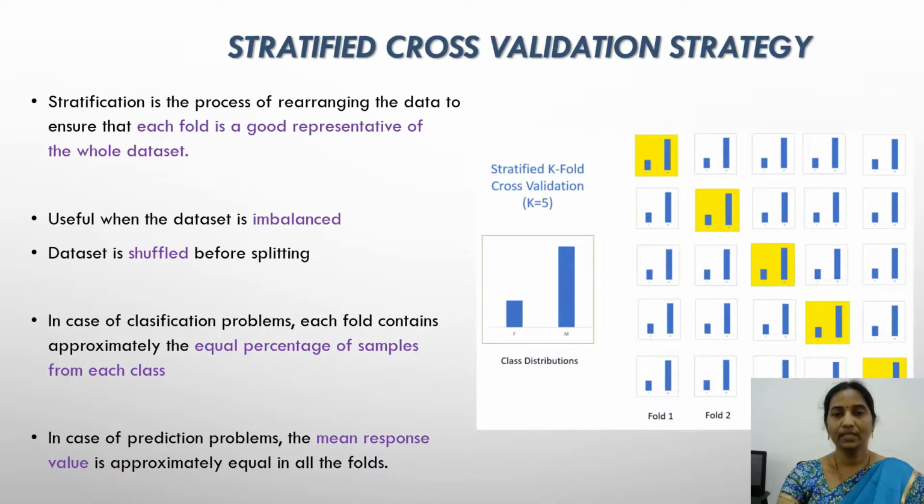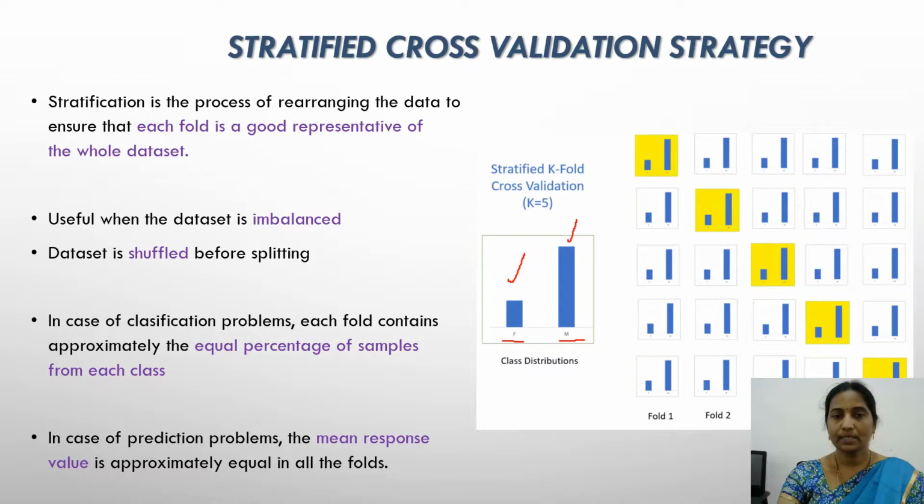The next strategy is the stratified cross-validation strategy. This is very, very important when the data set is very imbalanced. Consider this data set, which has two classes: a female class and a male class. In the data set we have taken, the female samples are very, very low compared to the male samples.